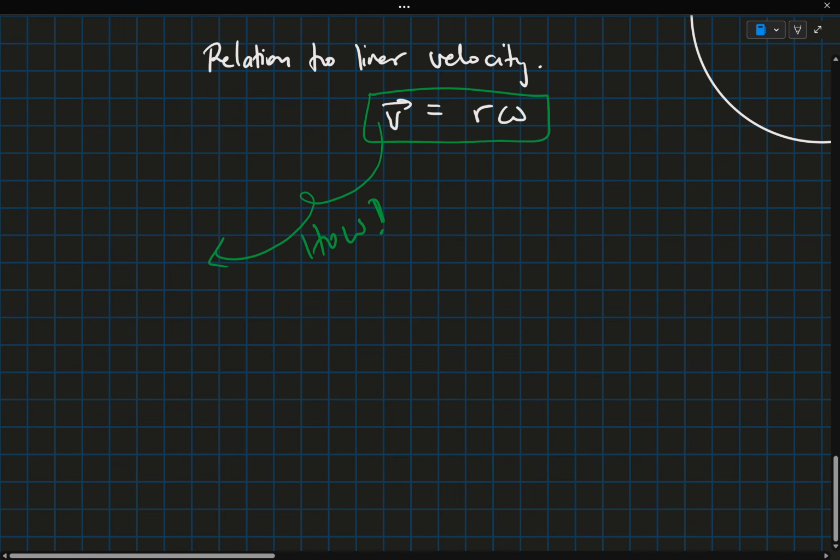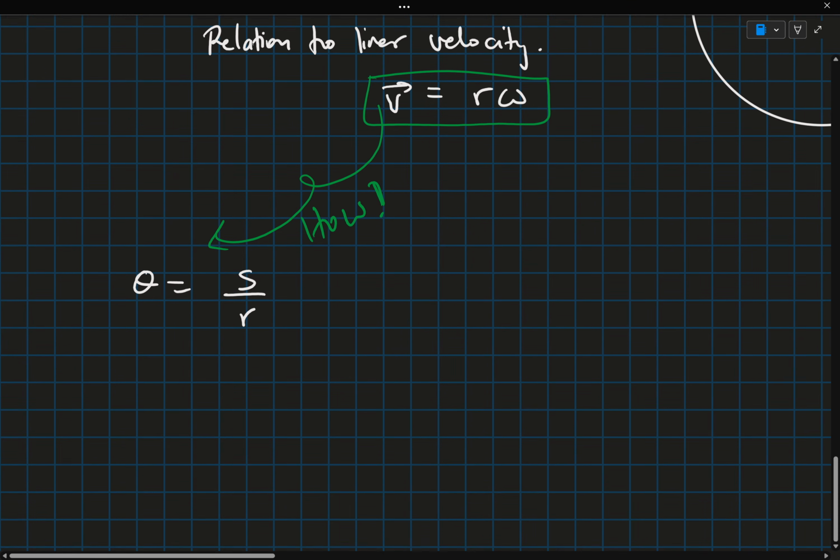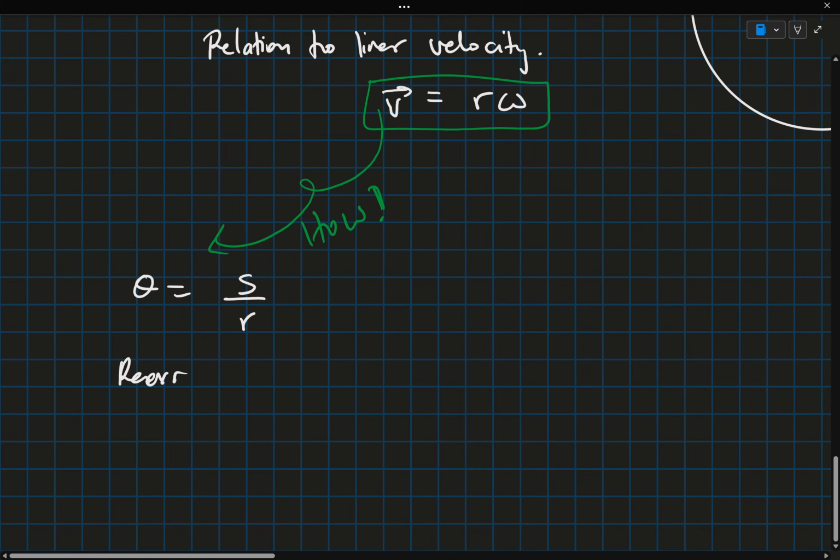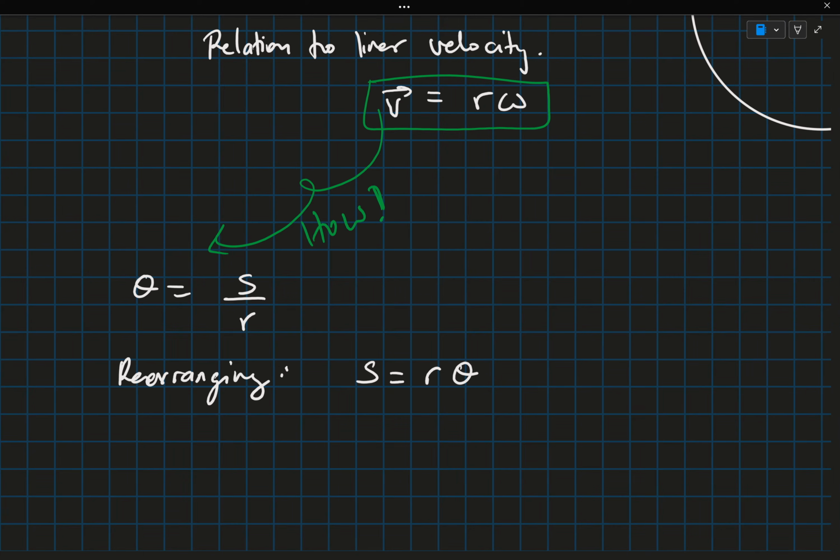Alrighty, so let's start out first. We showed before that the angular displacement is equal to the arc length divided by the radius. If we rearrange the equation, we are going to get the arc length is equal to the radius times our angular displacement.